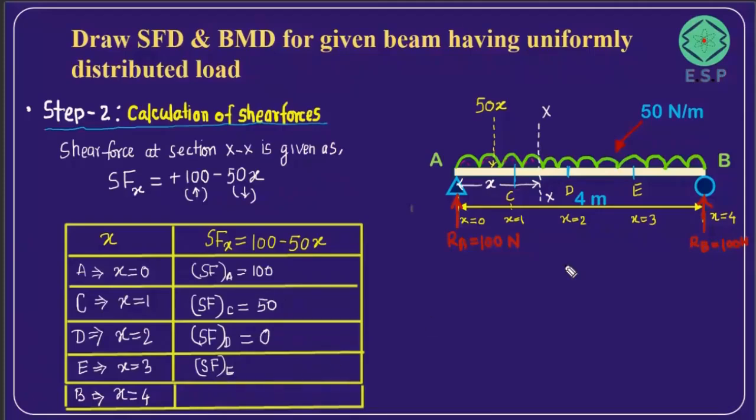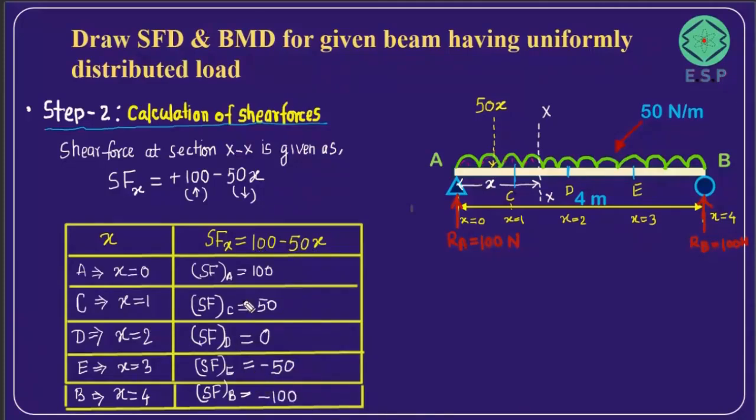And similarly for E, if you go for E, x is going to be 3. So you will be getting 100 minus 50 into 3, that is 150. So value would come as minus 50. Now at last point, friends, shear force at point B. So when you do shear force at point B, x value is going to be 4. So 100 minus 4 into 50, that is 100 minus 200, that is going to be minus 100.